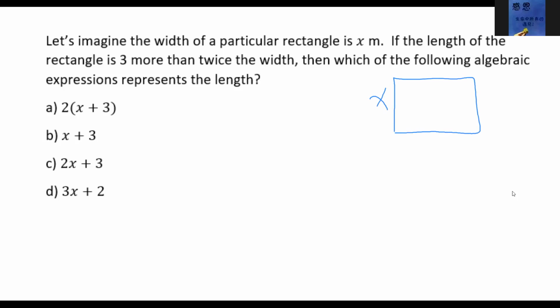Let me do this question. x represents my width. The length is 3 more, that means plus 3. Then twice the width. Twice means 2 times, so twice the width is 2x. I get twice the width, 2x, and 3 more than that, plus 3. So you're right if you chose C. Very nice. Let's keep going.